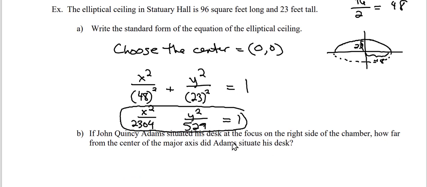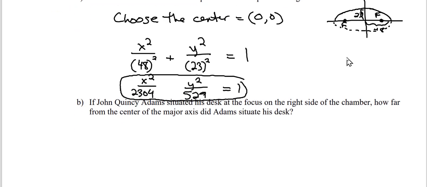Here's the interesting part about this to me, with John Quincy Adams situating his desk at the focus on the right side of the chamber. How far from the center of the major axis did Adams situate his desk? We want to know where the focus is, right? He put his desk somewhere here, wherever that focus is, so that he could hear conversations that were happening way over here at the other focus. I think that's pretty funny. So we got to find where that focus is.